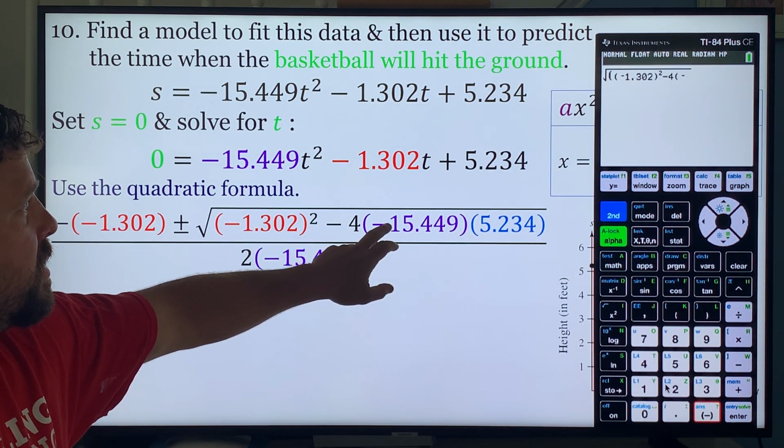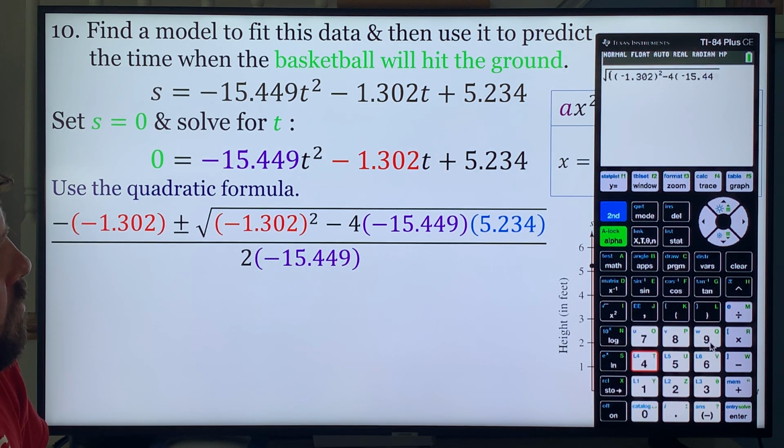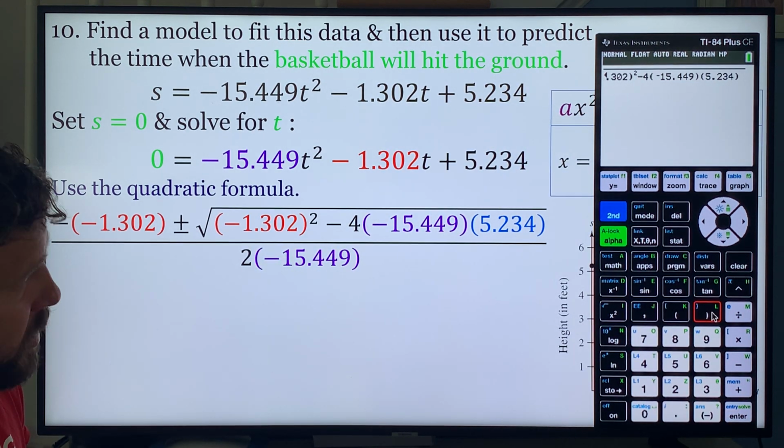Minus 4 times negative 15.449 times 5.234. And the key to this, so you don't get an error, is you have to close the big parentheses in the end. So I end it with 2 parentheses, and then I press enter.